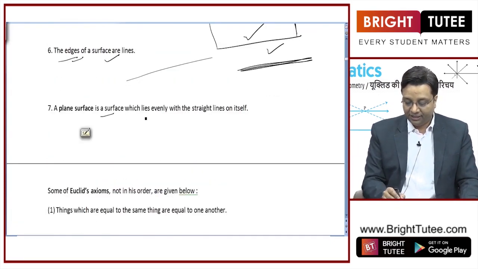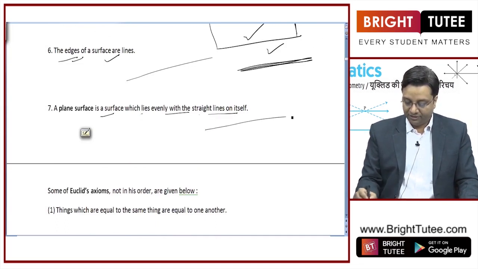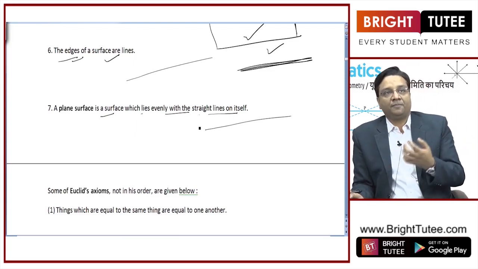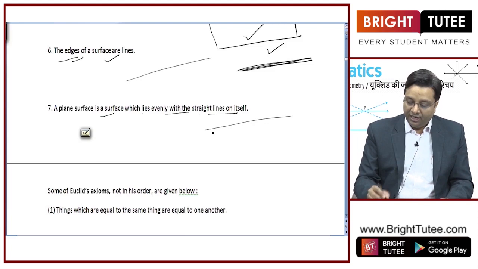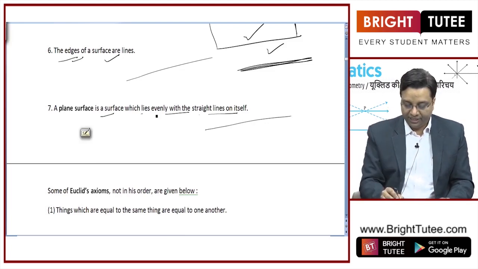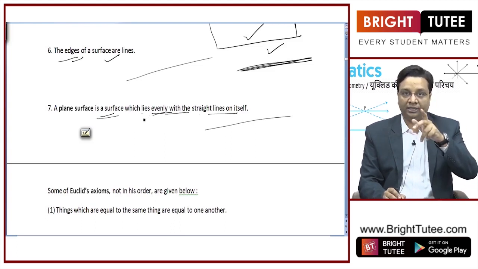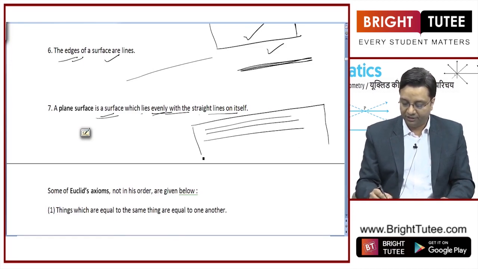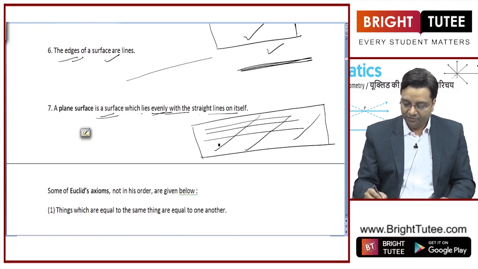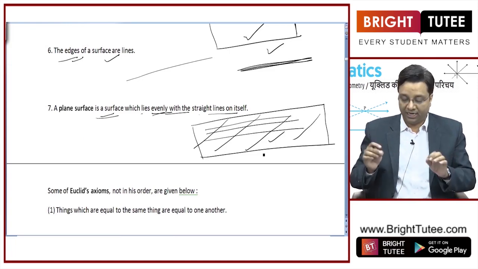Now, a plane surface is a surface which lies evenly with the straight lines on it. So, let us say you have got a sphere. The outer part of the sphere is also known as a surface. Now, the surface is not lying evenly with the lines on it. But in case of a plane surface, for example, let us say this is a plane surface, it is lying evenly with the lines lying on it. It is same all around for the lines lying on it.